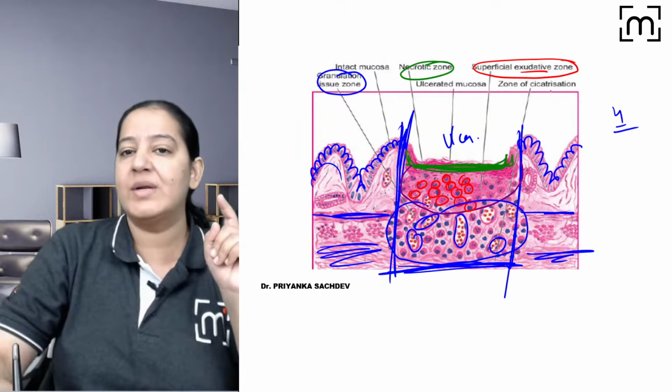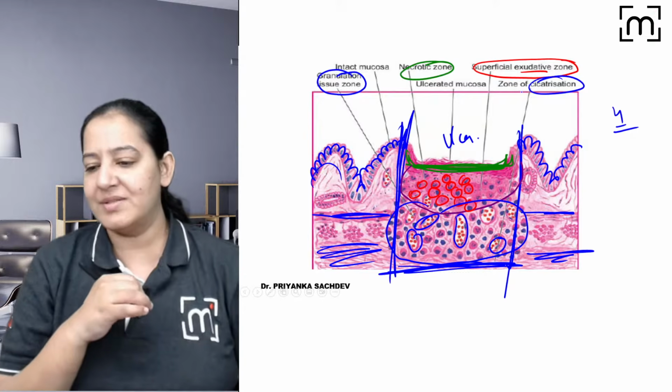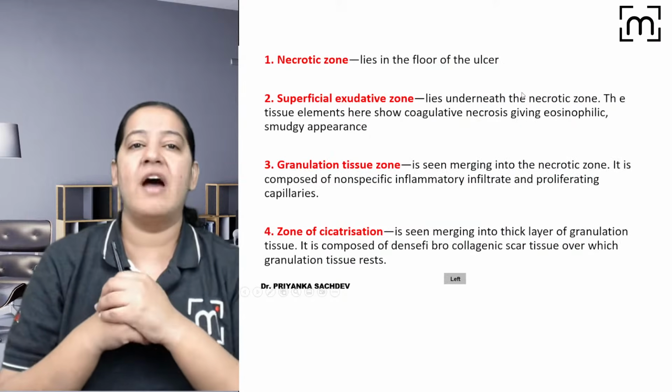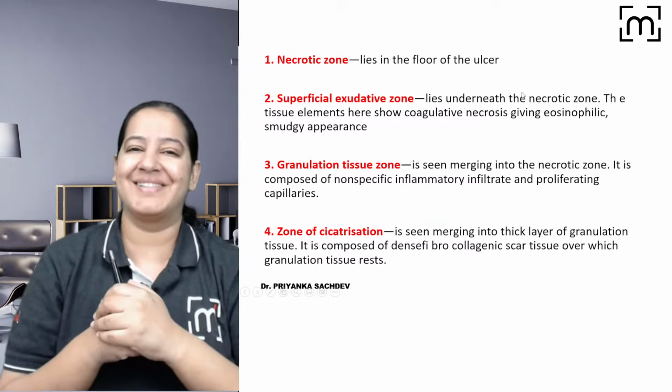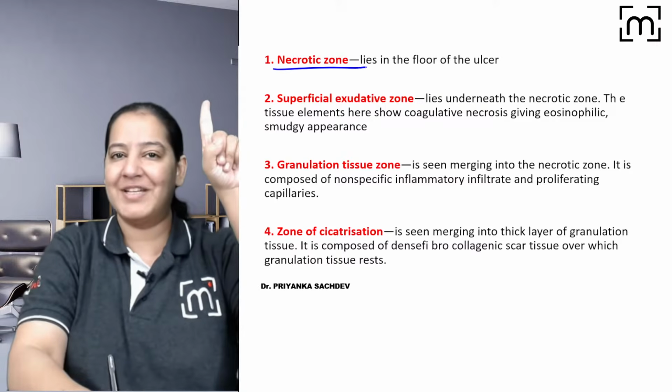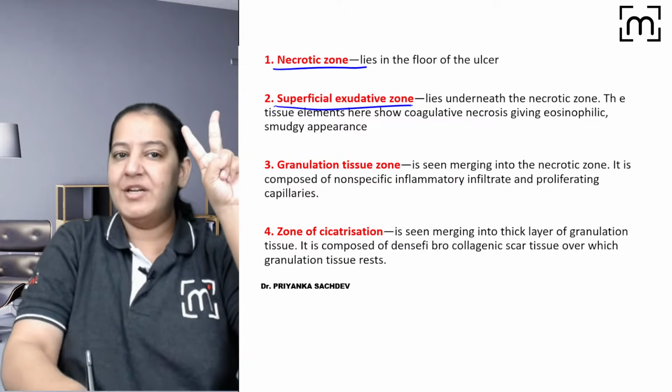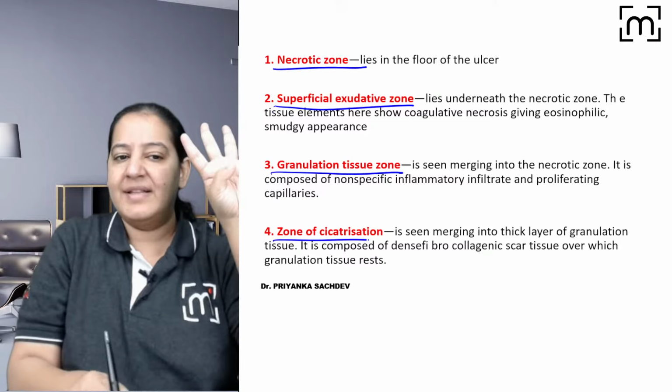Fibrosis in pathology is known as cicatrization. So the last zone is the cicatrization. Give me a thumbs up, everyone. So these are the 4 zones of the ulcer. Can you understand? The outermost is the necrotic, then superficial exudative, then granulation tissue, and then cicatrization.